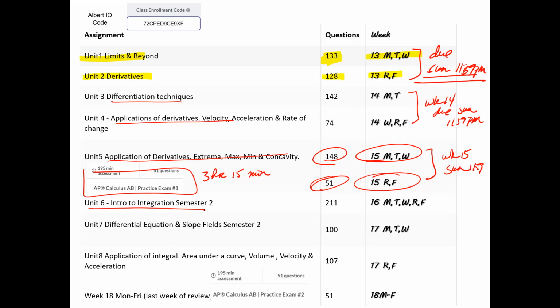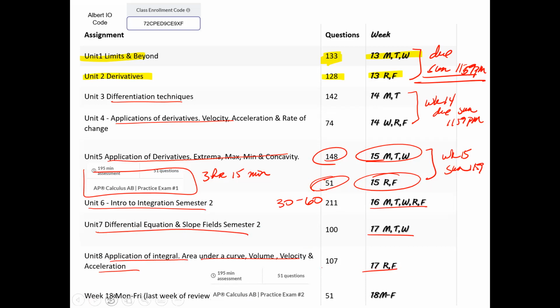Then we're going to start with Unit 6, Introduction to Integration. You have 30 questions to pick anywhere between Monday through Friday, although I might change that to 60 because we have the focus of this for the entire time. Unit 7, which is differential equations, slope fields, is week 17 Monday, Tuesday, Wednesday. Unit 8, applications of integrals, area under a curve, volume, velocity, acceleration, is going to be week 17, Thursday or Friday. You can pick any 30.